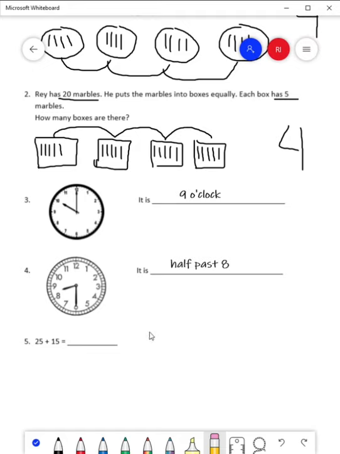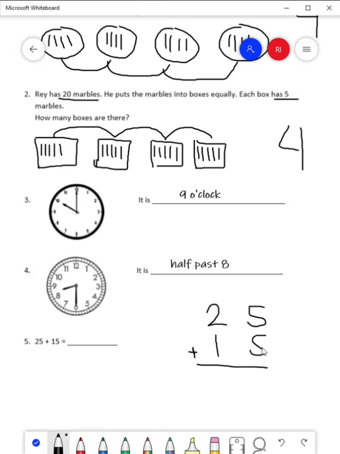Question number 5. Question number 3 and 4, I already wrote the answer here. And now number 5. Let's finish number 5. We all know that it is an addition question because of the symbol. Okay, let's try to answer using this way. 25 plus 15. We have to count the ones first.